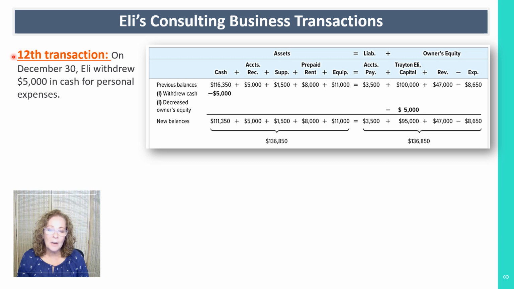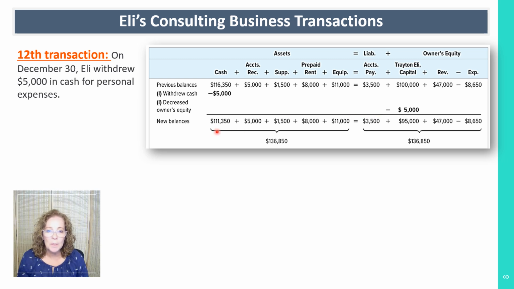Let's now look at our last transaction. On December 30th, Eli withdrew $5,000 in cash for personal expenses. Withdrawals are not a business expense, but a decrease in the owner's equity. We record the two parts of this transaction by first writing minus $5,000 into the cash column because the business now has less cash. Next, for part two, we write minus $5,000 into the capital column because Trayton Eli now has less money invested in the business.